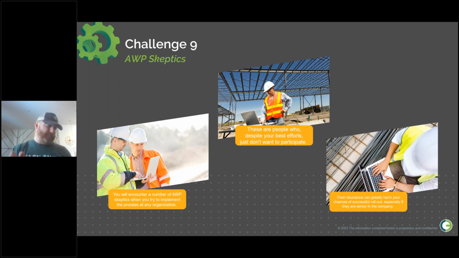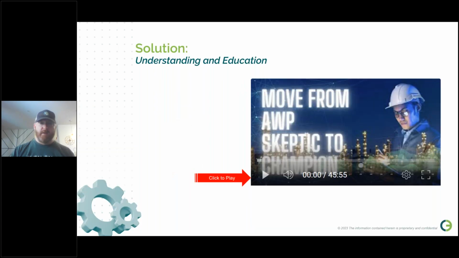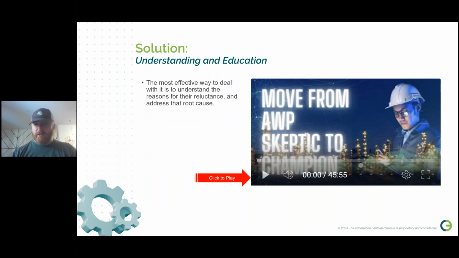If you've got one project engineer who's a bit reluctant, you can work around it. If you've got a project manager or a construction manager who's reluctant, that's going to scupper your plans for implementing AWP on this project. If they don't believe in it, if they don't understand it, they're not going to agree to do it, or they're going to be a significant thorn in your side. So what's the solution for skeptics? Again, a lot of this boils down to understanding and education.